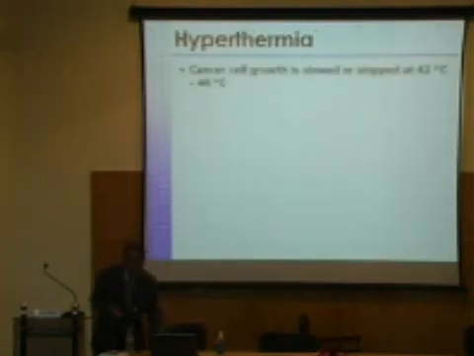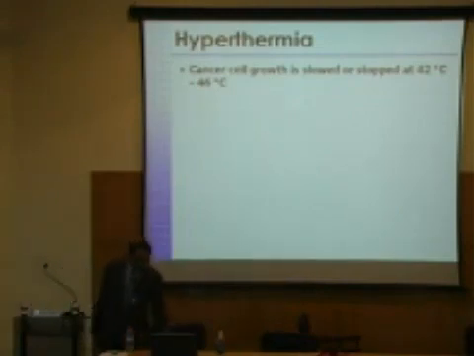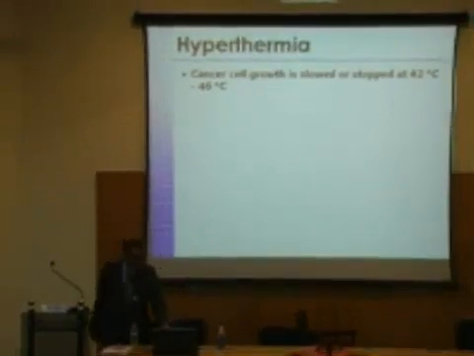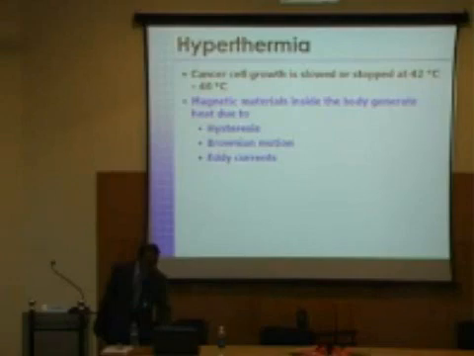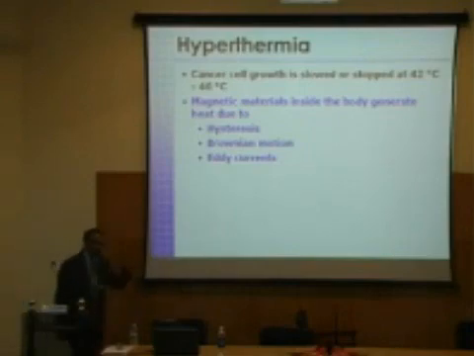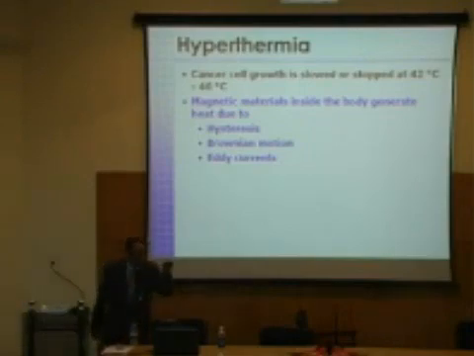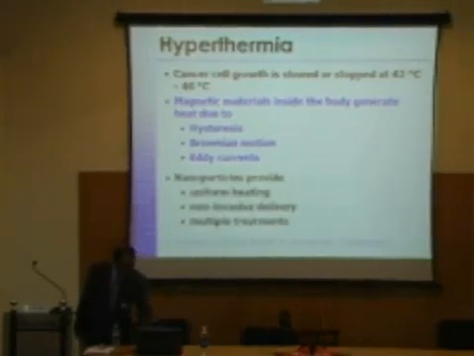Hyperthermia is another thing that is picking up a lot of interest in magnetic nanoparticles. As you all know, most of the tumor cells die at about 42 to 46 degrees Celsius. So by injecting magnetic nanoparticles in the affected area, the magnetic nanoparticles generate a lot of heat because of hysteresis, Brownian motion, and eddy currents. That temperature increase in the local area will be enough to kill the cancer cells. So that's again a big, important development that's going on.